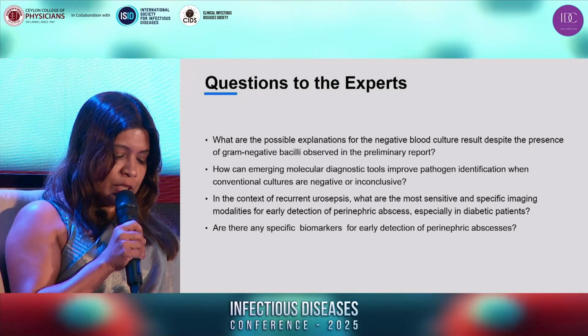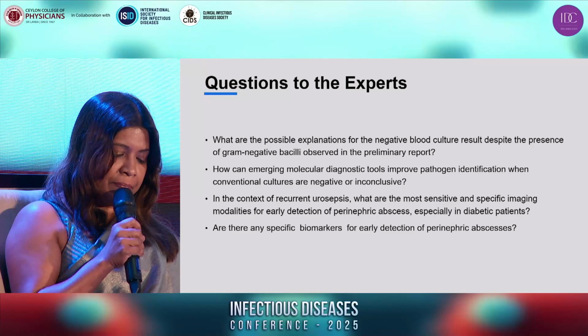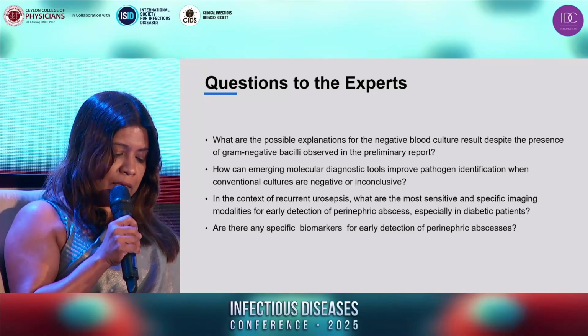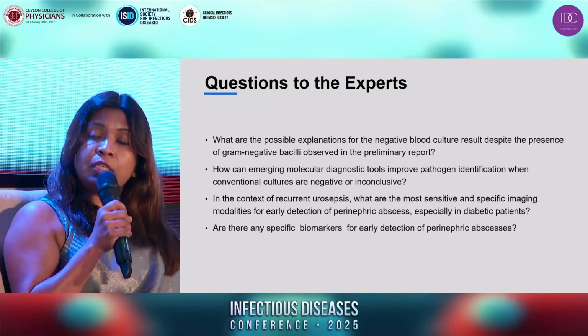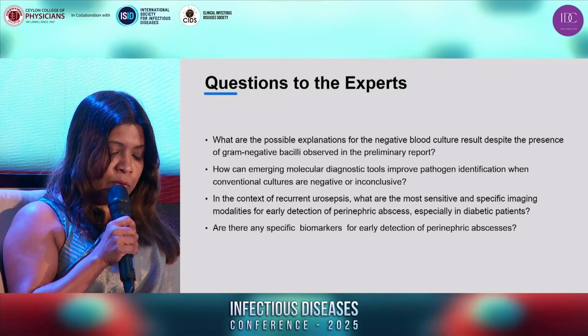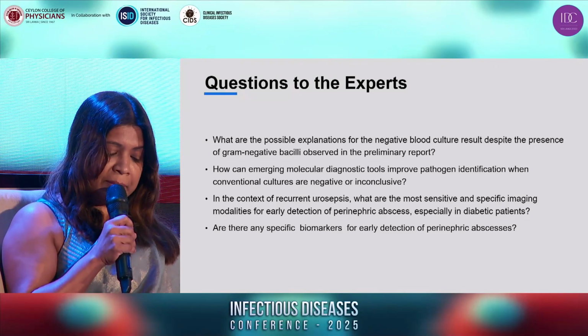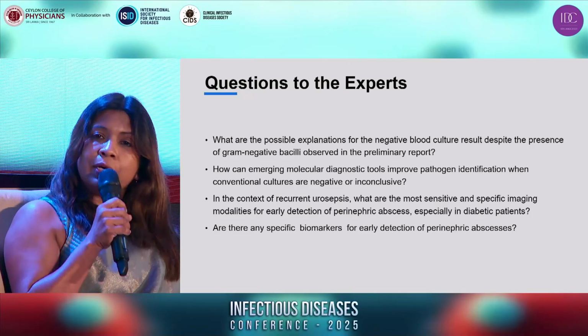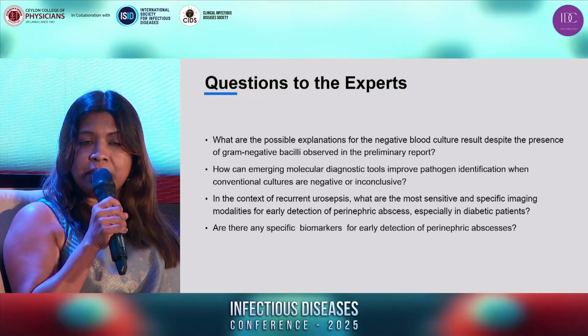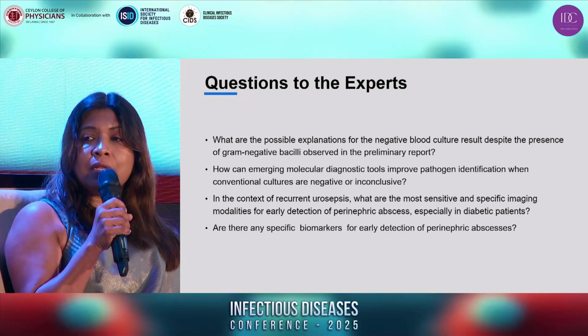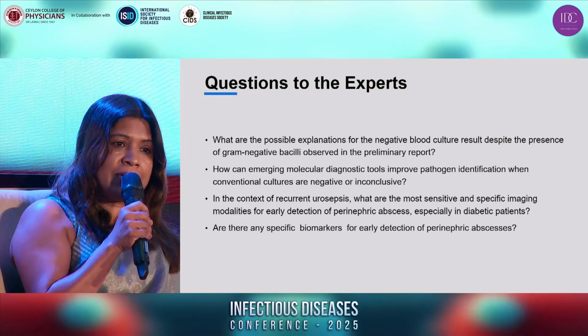So my question is to Professor Ibrahim again. In the context of recurrent urosepsis, what are the most sensitive and specific imaging modalities for early detection of perinephric abscesses, especially in patients with diabetes where this is a possibility?